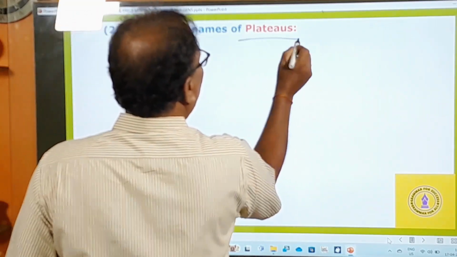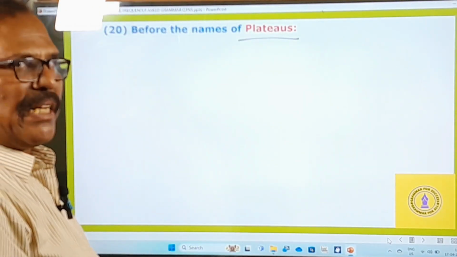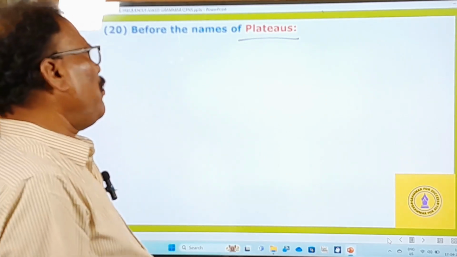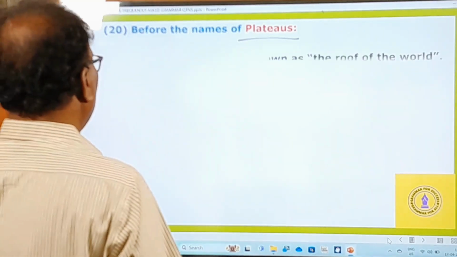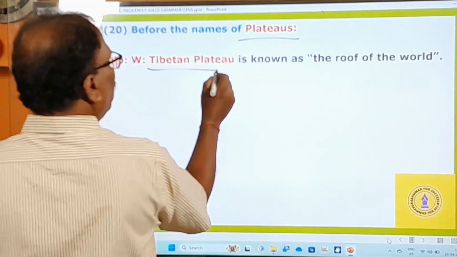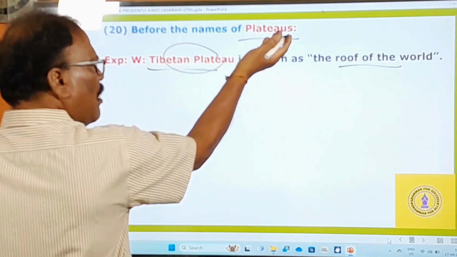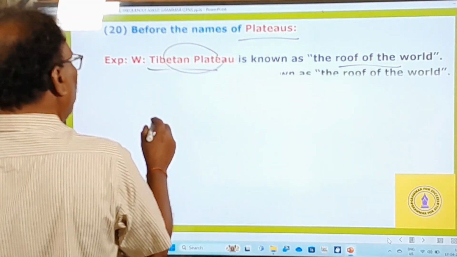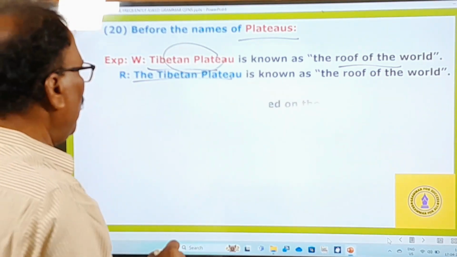Before the names of plateaus. Okay, yes, Tibetan Plateau, Deccan Plateau. Plateau means Pita Bhumi. You know that very well. So Plateau, you have to say that. The Tibetan Plateau is known as the roof of the world. Before the name of this plateau, it's also a direct rule. So before that, we have to use the definite article. The Tibetan Plateau is known as the roof of the world, right?